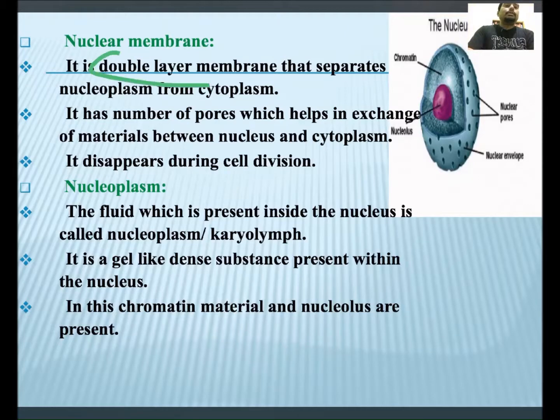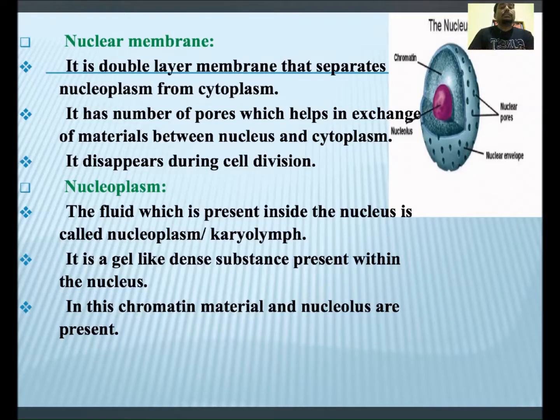Nuclear membrane is one of the important parts of the nucleus. It is a double layered structure that separates nucleoplasm and cytoplasm. Nucleoplasm is the fluid part inside the nucleus, and cytoplasm is the fluid part outside the nucleus in the cell. Nuclear membrane has a number of pores, and these pores are called nuclear pores, and it helps in exchange of materials between nucleus and cytoplasm.